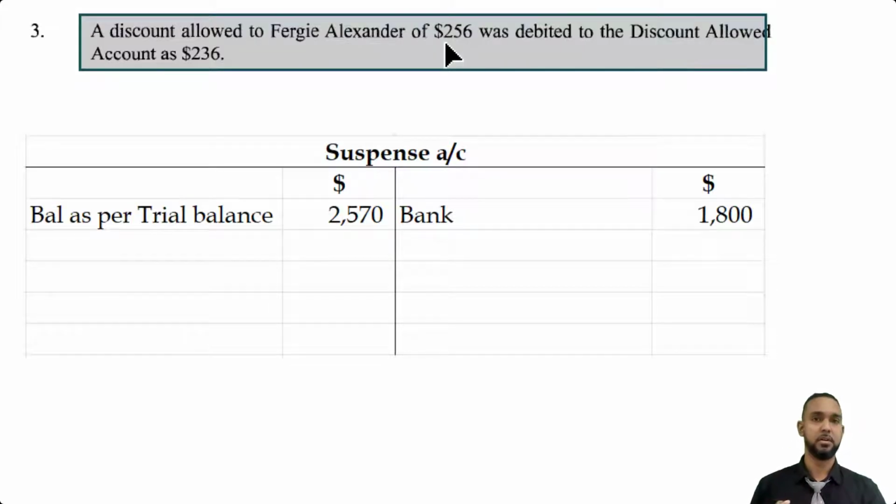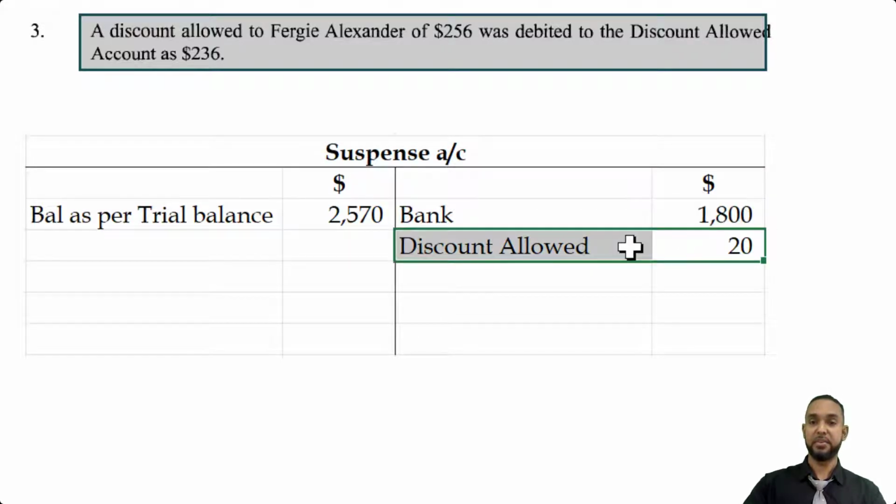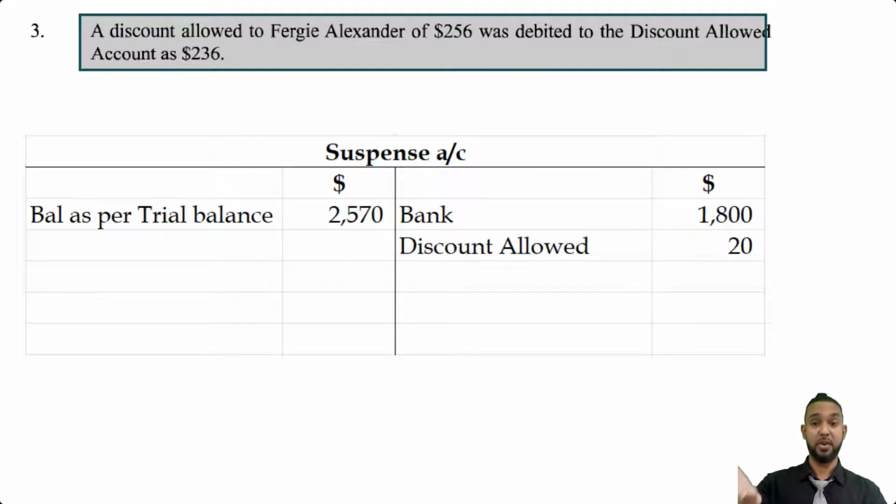But what account do we credit? Do we credit Fergie Alexander? No. Fergie Alexander's account, as far as we know, the transaction was correctly entered in there, right? They didn't tell us anything was wrong with it, and we can't assume. So what other account? Again, that's where the suspense account comes into play. So the difference here is $20, the difference between the correct amount, 256, and the incorrect amount that was actually used, 236. So we're going to go on the credit side of the suspense account and enter $20 there. And we're going to put discount allowed in the details column because that was the other account affected by the correcting entry. That was the account where the error existed.